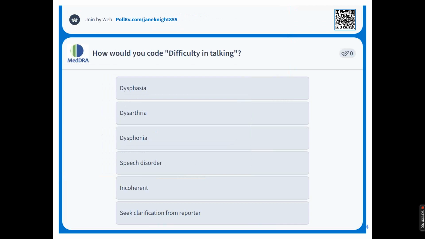Ahead of the session today, I've selected a few terms which relate to talking, dys meaning difficult, and so we've got dysphasia, dysarthria, dysphonia, speech disorder, a more general term, incoherent, or do we seek clarification from the reporter? Which of those would you select? Or maybe you would look to select something completely different.